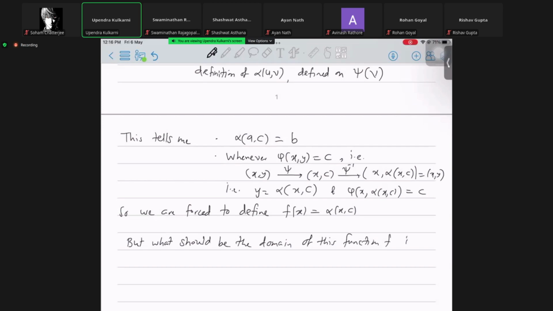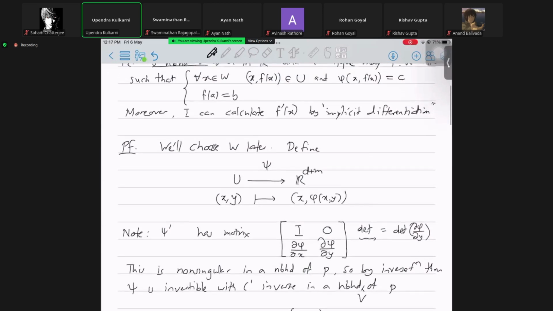Or in other words, the word "the" is not really quite right, but what should we take W to be? Remember, W was supposed to be an open neighborhood, right? So to make this question stark, how are we even assured that there is even one point other than a comma b which is in the inverse image of c?